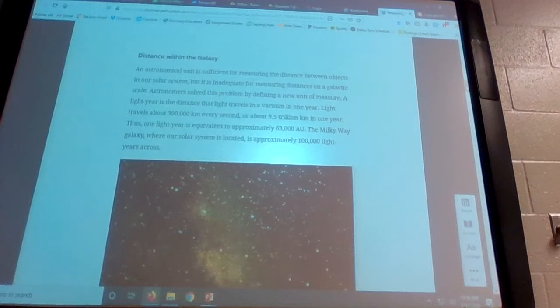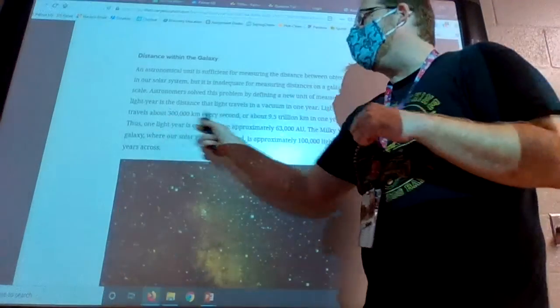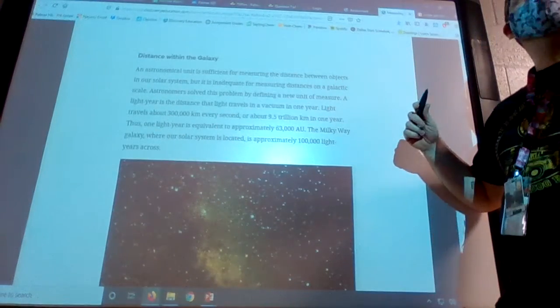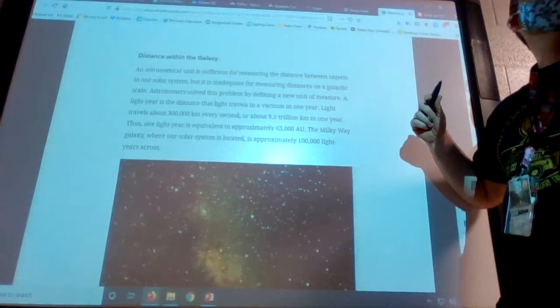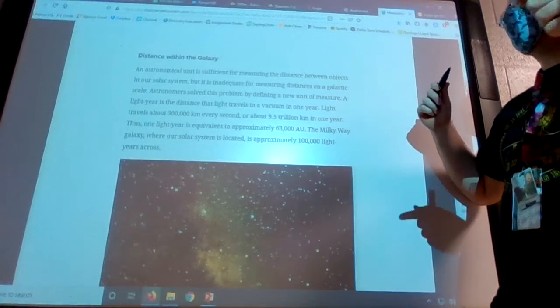300 million meters per second. Yeah, good job. So 300 million meters per second. They say 300,000 kilometers every second. But that is... Well, that's the speed of light. That's not a light year. That's the speed of light.